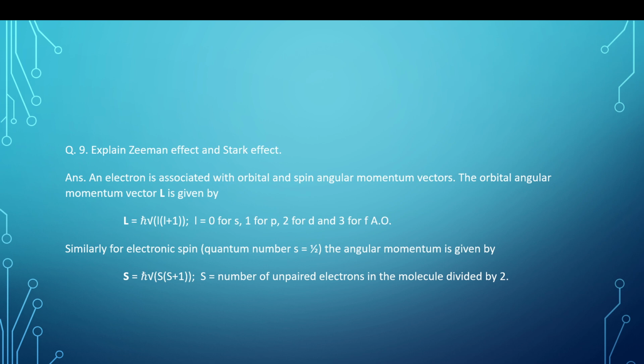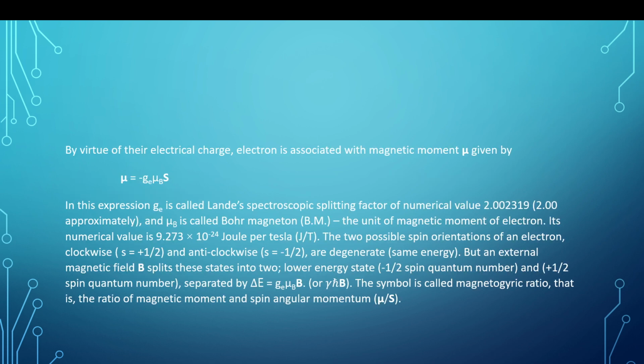Similarly, for electronic spin, the vector S has magnitude ħ√(s(s+1)), where s equal to the total number of unpaired electrons multiplied by half. By virtue of their electrical charge, the electron is associated with magnetic moment mu, given by the equation mu equal to minus g_e mu_B S. Here g_e is called the electron g factor, or Landé spectroscopic splitting factor, of numerical value 2. mu_B is the Bohr magneton unit. S is the spin vector.